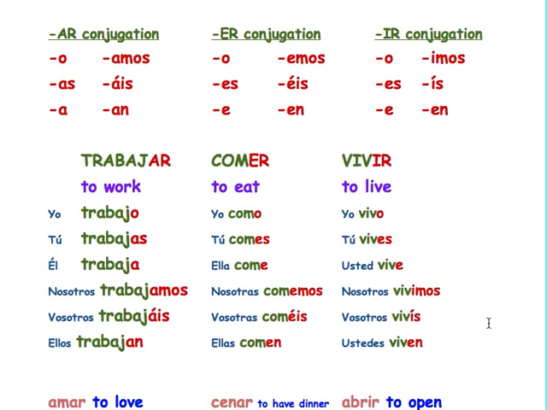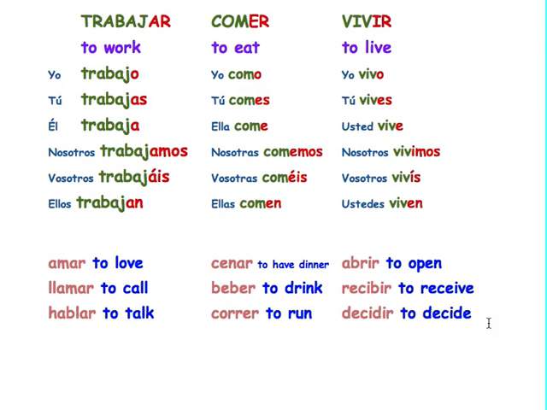Ar, er, ir. Let's see a few examples of other regular verbs. So then you can see that we have other examples like amar, to love, llamar, to call, hablar, to talk. For er conjugation, cenar, to have dinner, beber, to drink, correr, to run. And then for ir conjugation, abrir, to open, recibir, to receive, decidir, to decide.